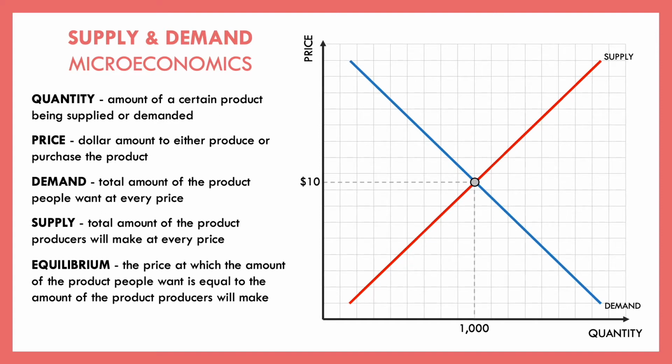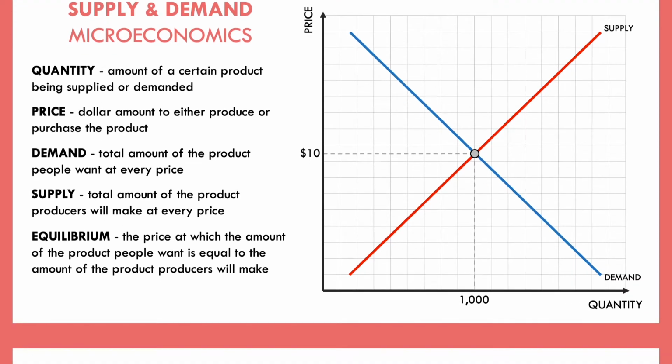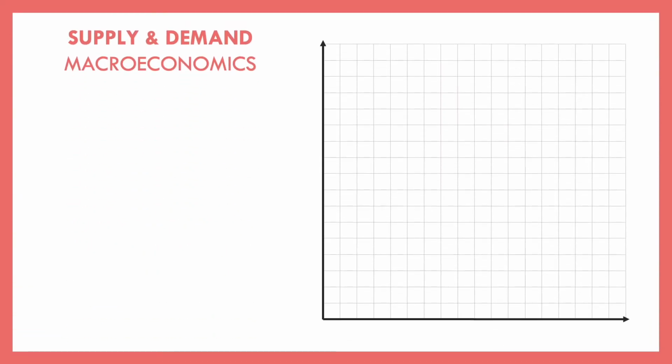And now that's for a single product because we said micro deals with things on a smaller scale, like an individual product. Now we're going to see a supply and demand model when it comes to macroeconomics, and it's going to look slightly different, but there's going to be a lot of similarities. Because in microeconomics, along our x-axis, we had quantity, and we're not just talking about the quantity of a single product, we're talking about the quantity of all products. Remember, macro is big economy, the aggregate or the total economy.